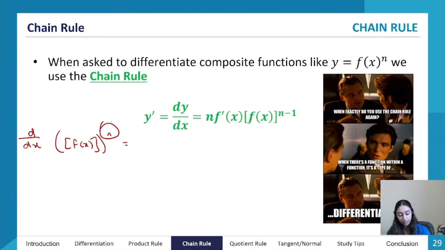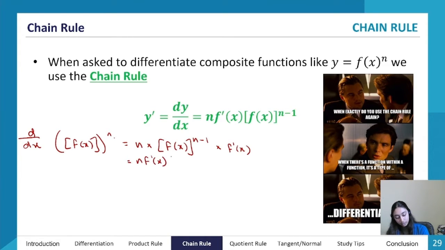we'll take the power out the front just like we do for the simple differentiation. So it'll be n times f of x to the power of n minus 1. So far it's exactly like our x to the n formula, but in a bigger version. But the next thing is something that we need to do that's not in the x version. And that is we also need to times by the derivative of what's inside this function. So we're going to also times by f dash of x, which gets us to n f dash of x, f of x to the power of n minus 1.